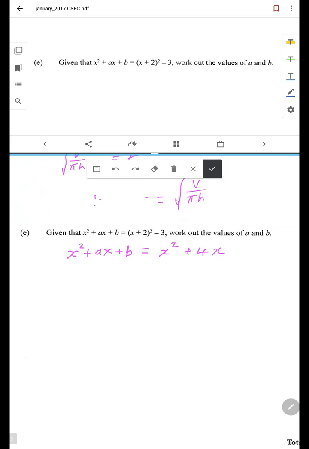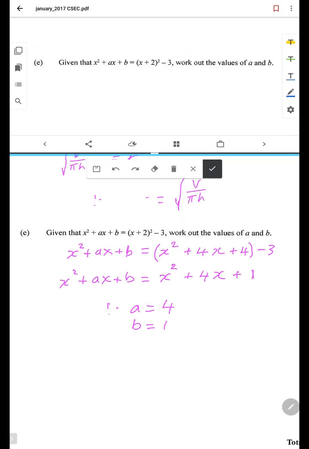And then you square the 2, you get 4. You get 2 squared now, which is 4. And then you're subtracting the 3, minus 3. So all this part right here is the expansion of the perfect square. And then now you want to consolidate the values on this side. So this comes back now to x squared plus 4x. And then the 4 minus 3 is plus 1. And then you compare the values here now. It means that the x squared plus ax plus b is equal to that again. So therefore, a equals 4 and b equals 1.